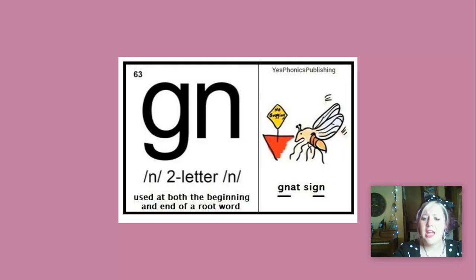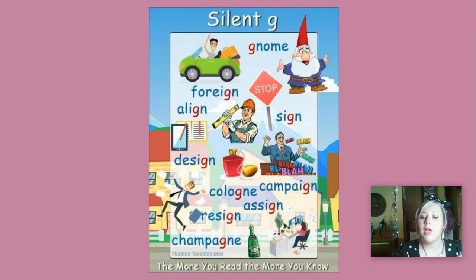Okay, we're back to GN. Remember, last time we talked about GN can be at the beginning. It can also be at the end, but the G is silent. We learned it could be like gnat or like sign. So it's used at both the beginning or the end. It's one of the very, very few that we can use in different places. So be careful with it. Here are some examples. We have gnome, foreign, align, sign, campaign, cologne, design, champagne, resign, assign. A lot of them sound very, very similar. So keep that in mind.